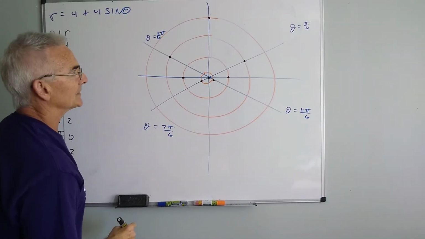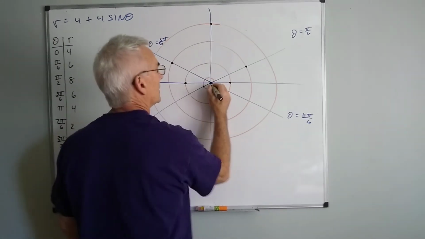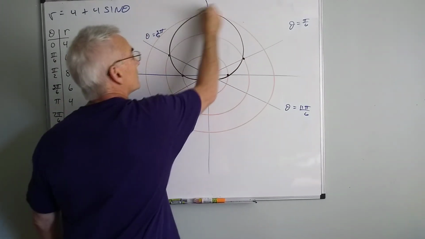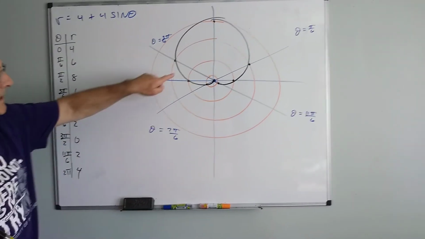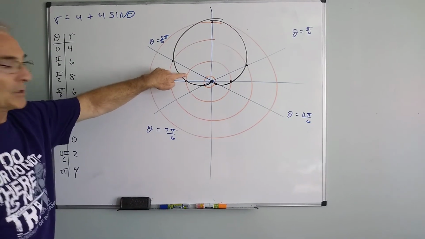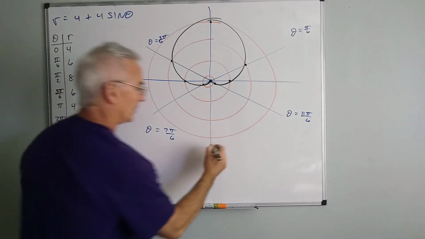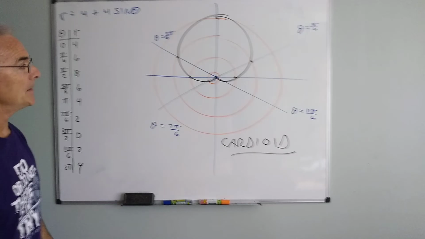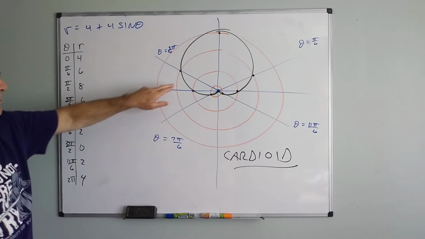So if I said, well, exactly what does this look like? Essentially, we have something that looks kind of like this. So if you recognize in the black, that's basically the heart shape, or what we call a cardioid. Okay?